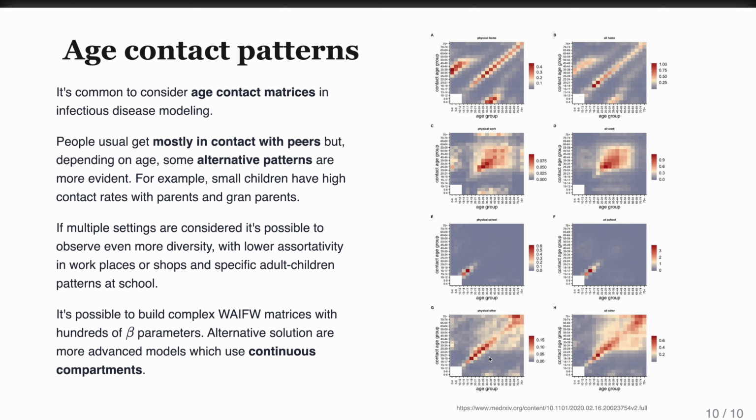And if we take instead all the other environments, there is much more mixing between age groups. It's also interesting to see job places, in which there are also interesting patterns of contacts. It's very important to consider these contact matrices because they can explain a lot about epidemics.